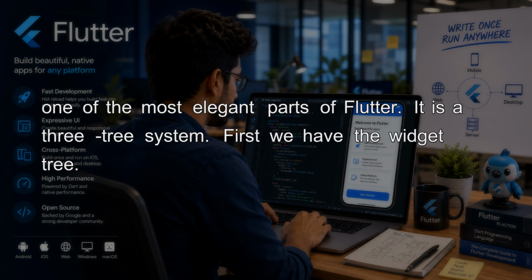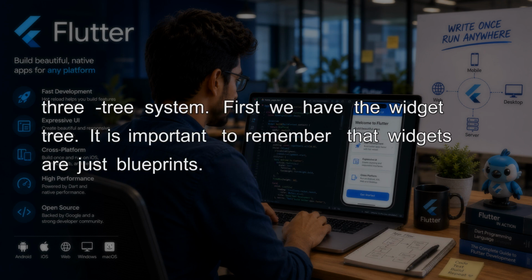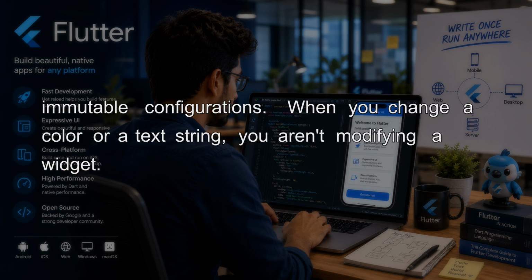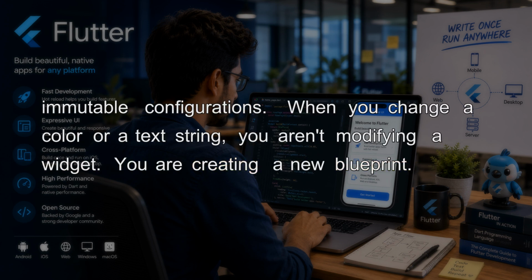First, we have the widget tree. It is important to remember that widgets are just blueprints. They are lightweight, immutable configurations. When you change a color or a text string, you aren't modifying a widget. You are creating a new blueprint.